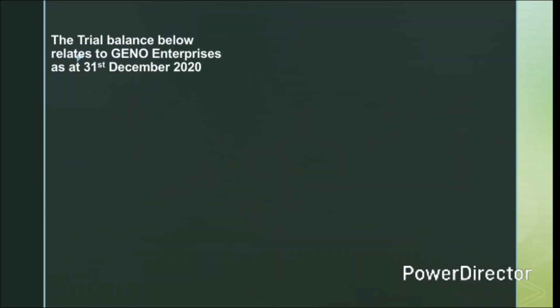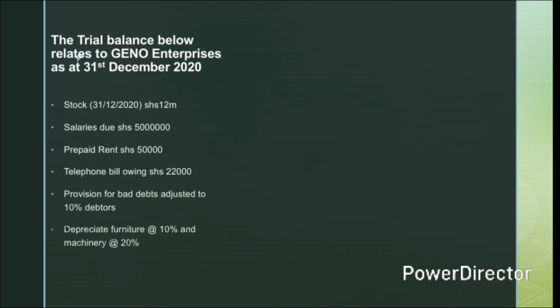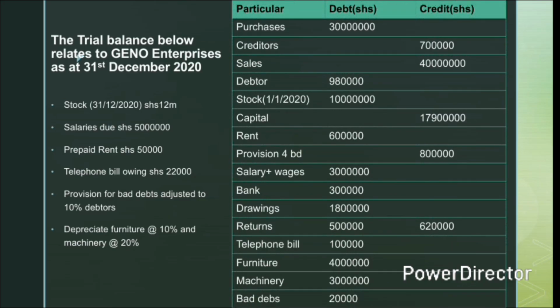The trial balance relates to General Enterprises as at 31st December 2020. So for this question, our year-end adjustments are going to be stock at 31st of the 12th month 2020, 12M, salaries due 5 million, prepaid rent 500,000, telephone bill owing 22,000, and provision for bad debts adjusted to 10% of debtors, depreciation, furniture, and machinery.